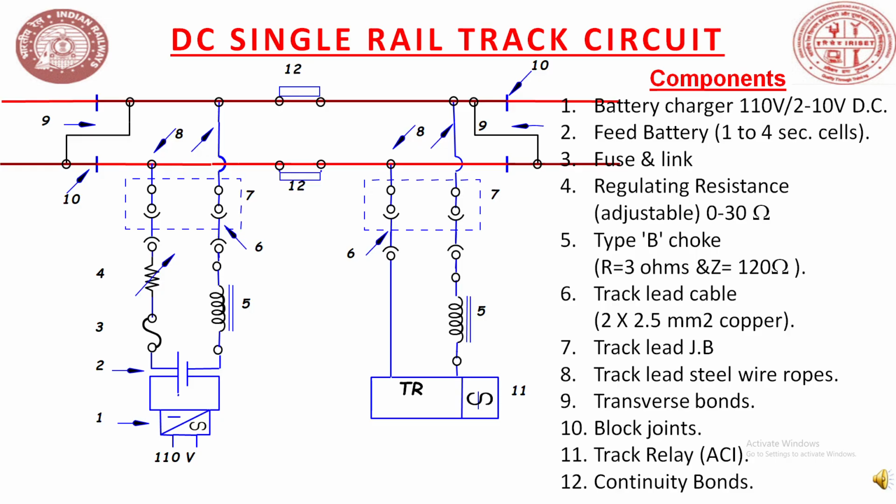Type B choke, resistance 3 ohm and impedance 120 ohm. Track lead cable, 2 into 2.5 square mm copper. Track lead junction box. Track lead steel wire ropes. Transverse bonds. Block joints. Track relay ACI. Continuity bonds.